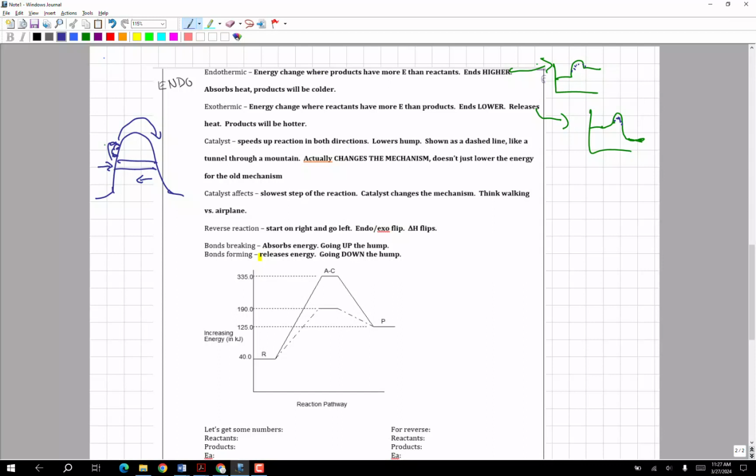Okay? Catalyst speeds up the reaction in both directions. It lowers the hump. It's shown as a dashed line, like a tunnel through a mountain. It actually changes the mechanism.